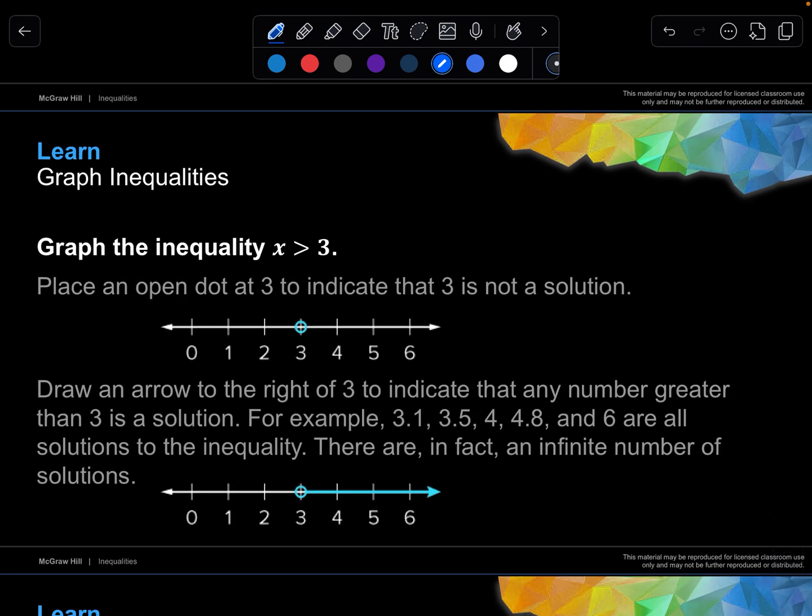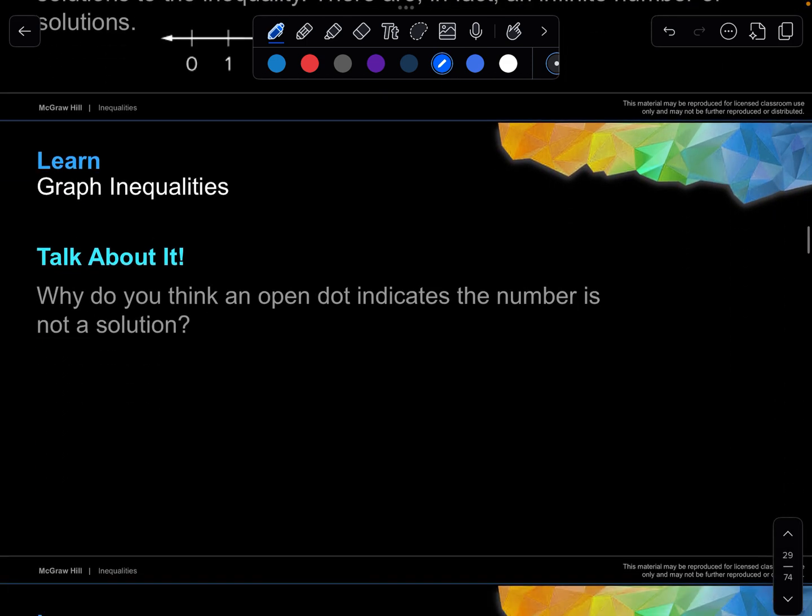Graphing the inequality x greater than 3. We know that we're going to place a dot at 3. Now it's an open dot because 3 is not included here. And then we know that on the number line, values greater than are represented by the values to the right. So we draw our arrow to the right. Now, why do you think an open dot indicates the number is not a solution?